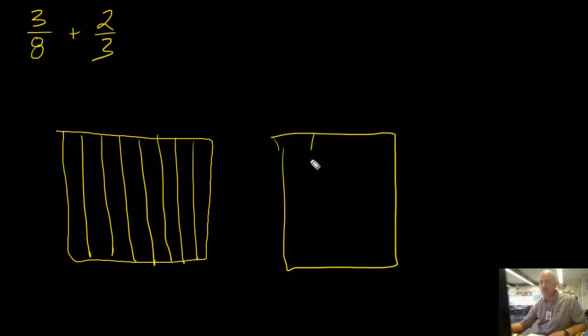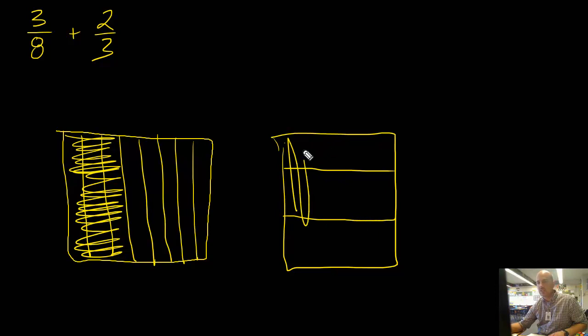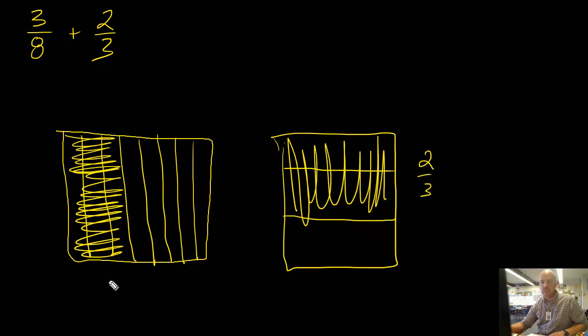And over here, these are thirds. 1, 2. Here I have 3 of my 8ths colored in. And here I have, oh, you know what I did? I went the wrong way on this one. Not that it matters. I could really go the other way when I do it, but it is nice to go the opposite way. 2/3. So I have 2/3 here. And I have 3/8 here.